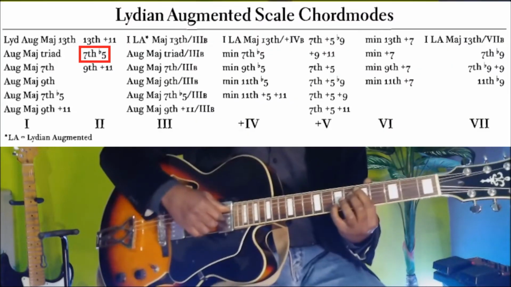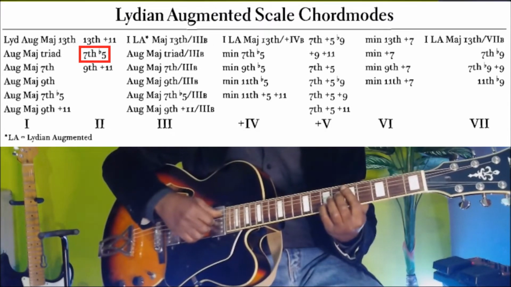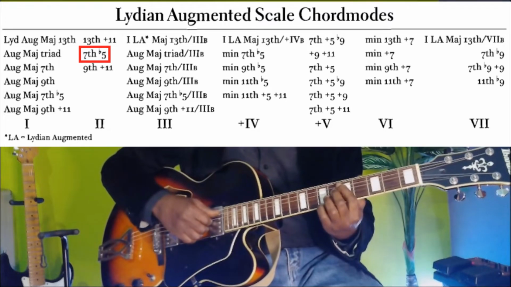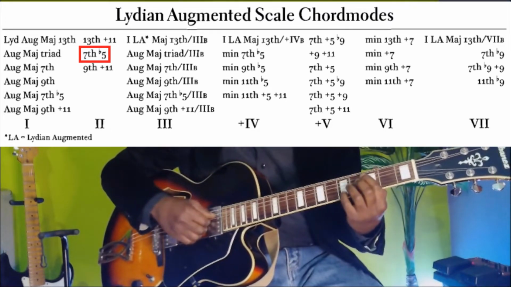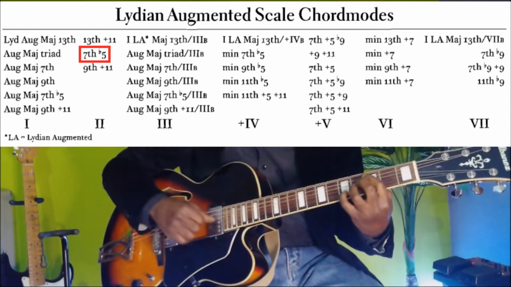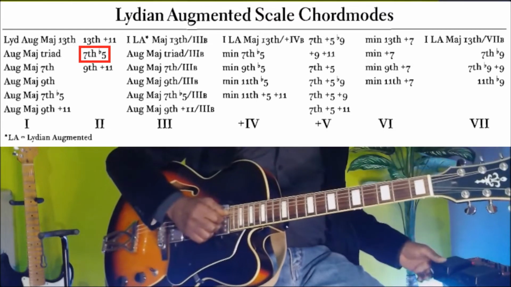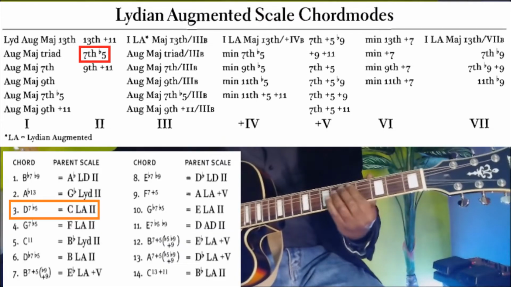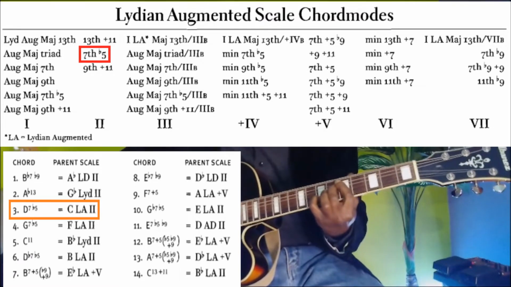Again, you see that flat five chords appear on the second degree of the Lydian augmented. That's when they first appear. So we have to go the same way. If this is D, we have to go to C Lydian augmented. Right. So, let's test that one. D flat 7 flat 5.